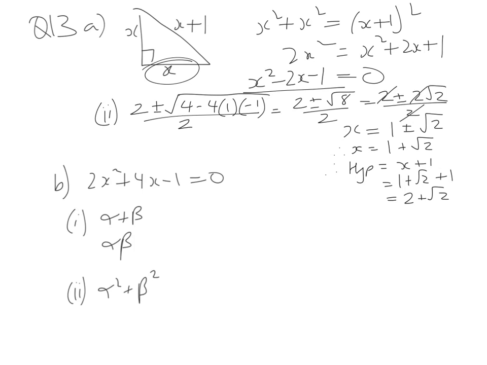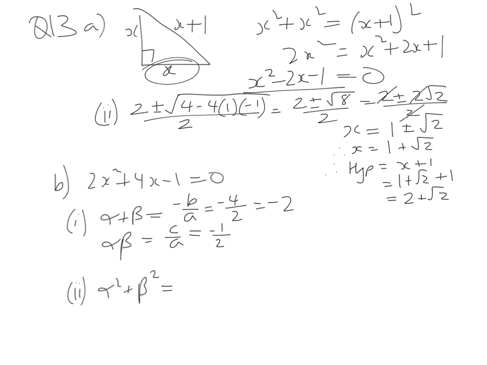Okay, b. The sum of the roots is negative b over a, which is negative 4 over 2, which gets you negative 2. The product is c over a, which gets you negative 1 over 2.